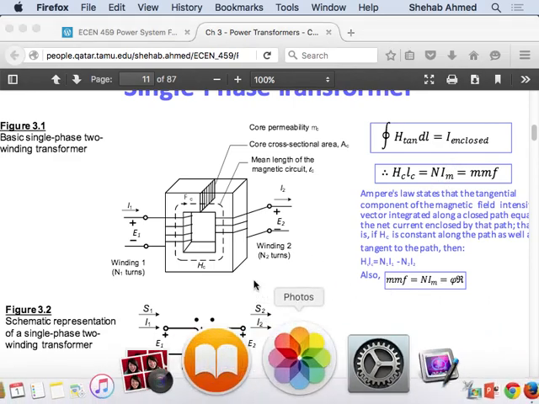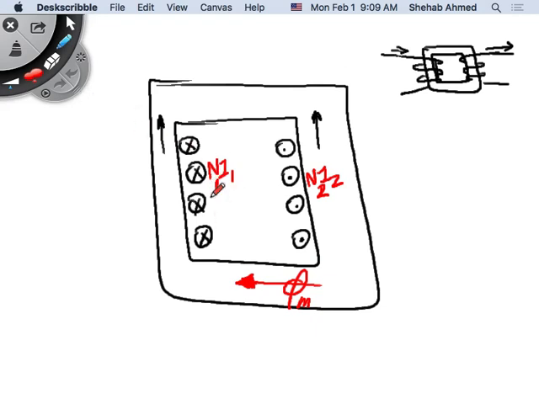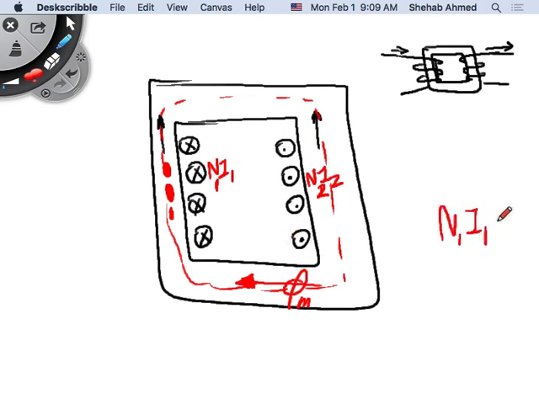What is enclosed by here? What I have enclosed by this loop is these currents and these currents, right? I have N1 times I1, and then minus N2 times I2, because they're in opposite directions. That's why we said their fluxes will subtract as well. Do we agree that this is I enclosed?